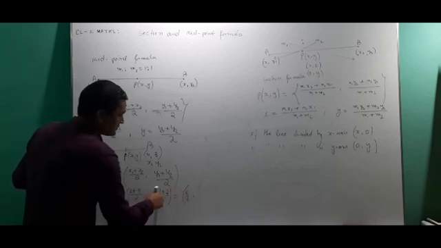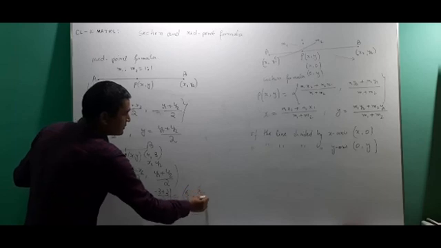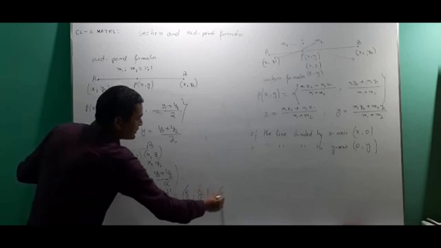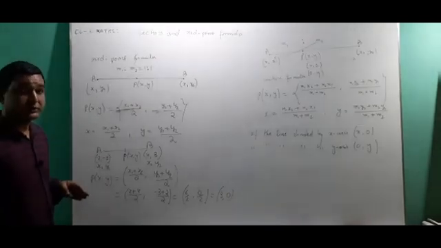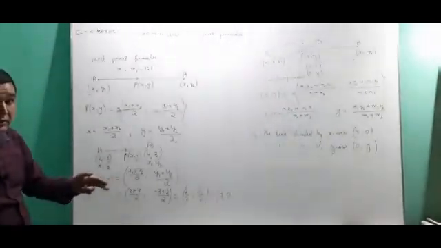Then (-3 + 3)/2 = 0/2. What is the final coordinate of the midpoint? (3, 0). You can do the same thing mentally after getting the concept.